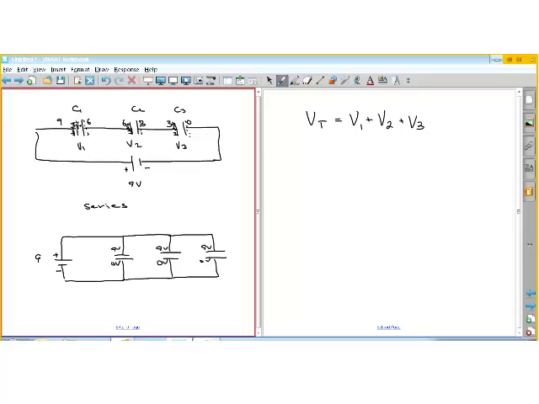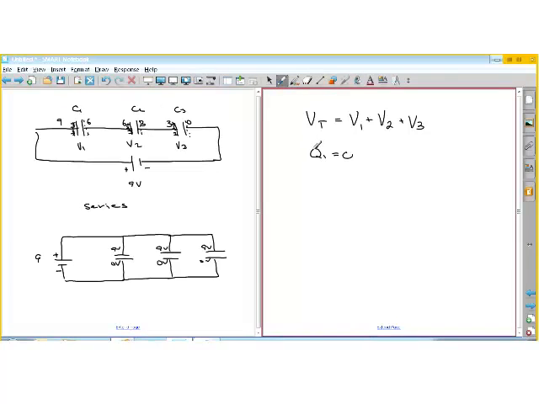So what we see is that the charge here, these have to match up. So the number of electrons that are here have to be balanced by the number of atoms that don't have electrons there. So the charge is going to be the same between them all. So for series, Q1 is equal to Q2 is equal to Q3, just because we're just moving these within these little segments.